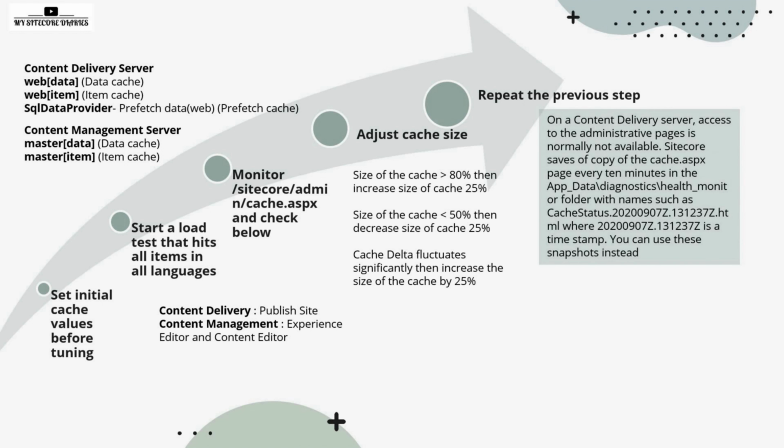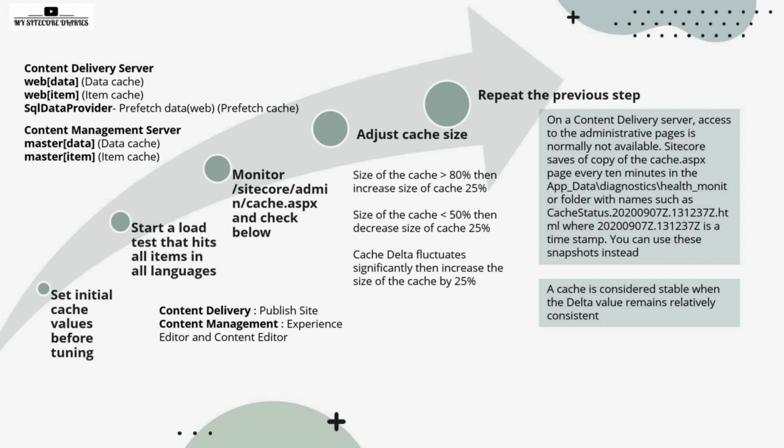On content delivery server, access to the administrative page is normally not available. So you don't have the sitecore/admin/cache.aspx page. Sitecore saves a copy of the cache page every 10 minutes in the folder App_Data/diagnostics/health monitor. The name will be something like cache status and the date timestamp. So when you want to check the content delivery server's data, you have to look into this offline page, which will give you the result for the content delivery.